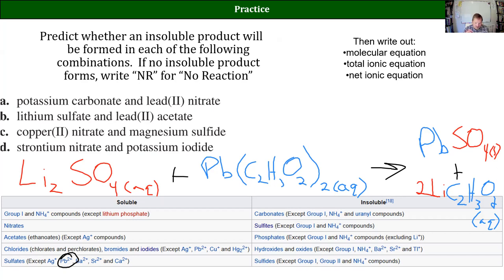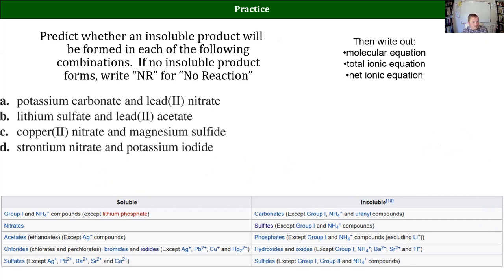Right, so these solubility tables really have a lot of information on them if you know how to look at it, just like the periodic table, right? The periodic table has an immense amount of information on it if you know how to look at it properly and decode it. Same with these solubility rules.